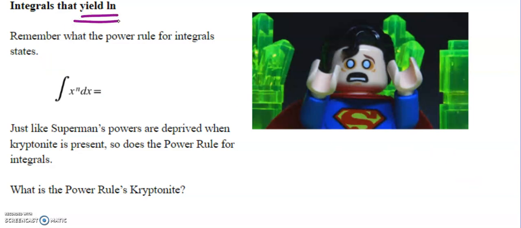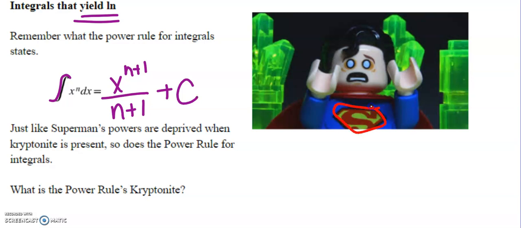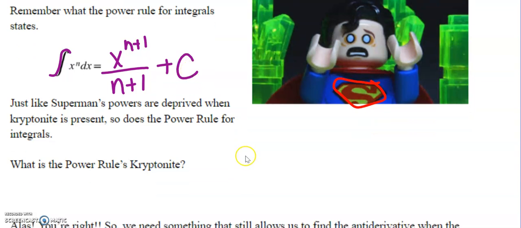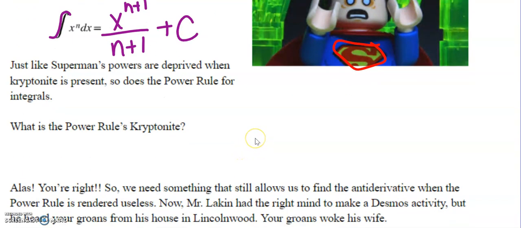Remember what the power rule for integrals states. If we take the antiderivative of x to the n with respect to x, we increase the power by 1, divide by that new power, and then we have our constant of integration because this was an indefinite integral. Well, just like Superman's powers are deprived when kryptonite is present, so does the power rule for integrals. What is the one time that we cannot use the power rule? Hopefully you're saying when n is equal to -1.